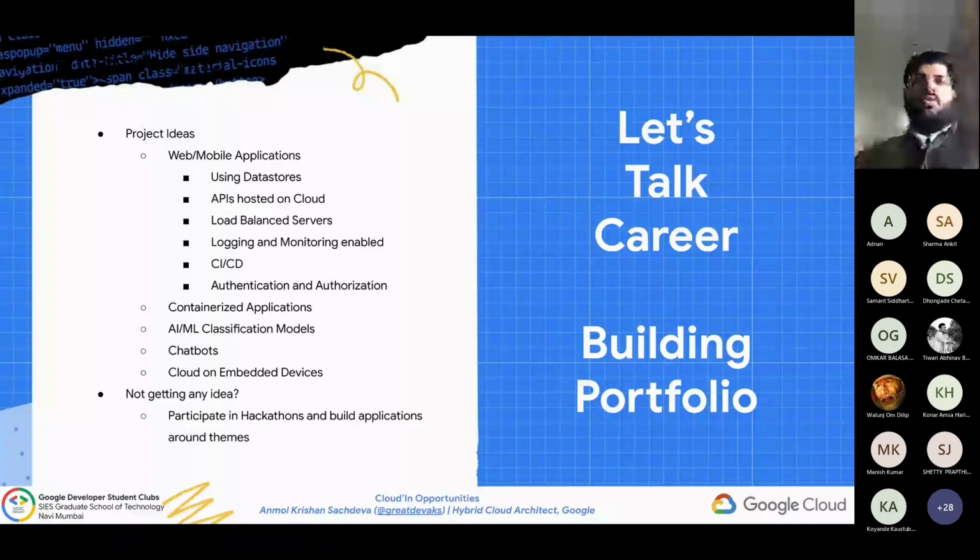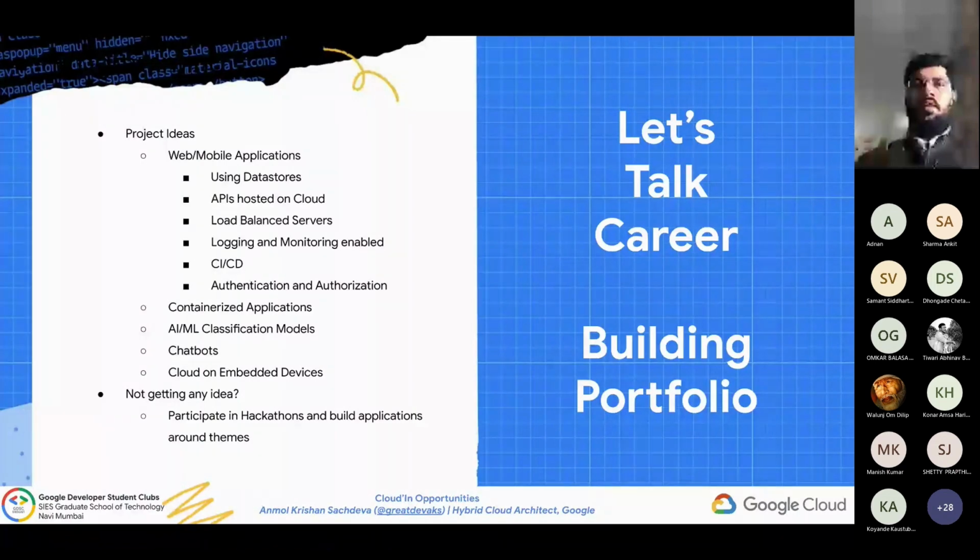Chatbots, cloud on embedded systems: people who are interested in IoT, Arduino, Raspberry Pi, you may explore some edge services, cloud services. So these are some project ideas. These are themes, I would say, and then you can realize these in terms of ideas. Maybe you can build an e-commerce application, some healthcare system, some record system, some chatbots, etc. These are general themes, but if you build projects around them, you will get a lot of exposure and create good value for your portfolio.